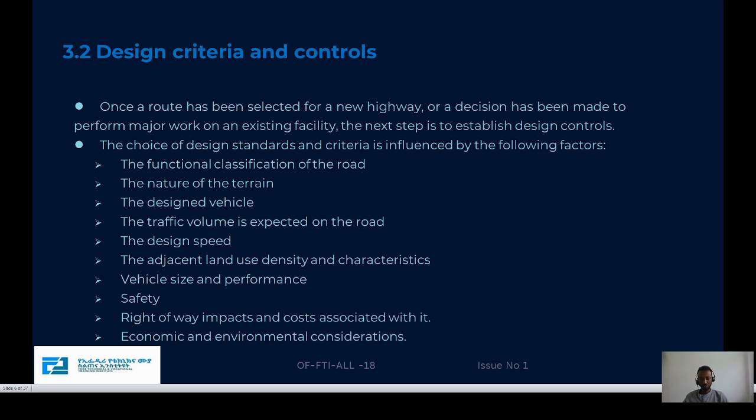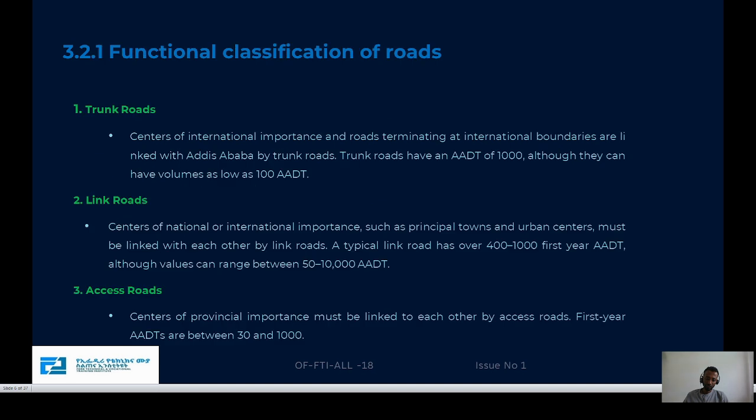Adjoining land uses will also be considered. The vehicle sizes and safety are also important. Right of way is another influencing factor, and economic and environmental considerations will also be considered. The functional classification of roads is divided into five major parts, as will be discussed in more detail in chapter 2, or the third video.